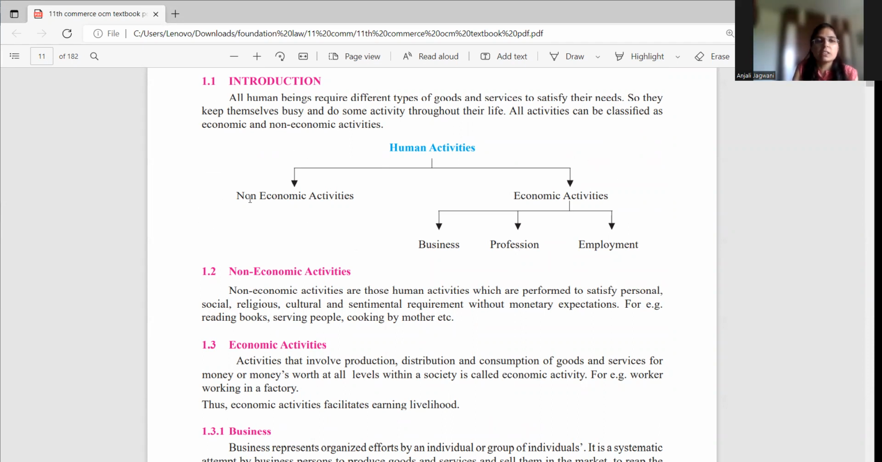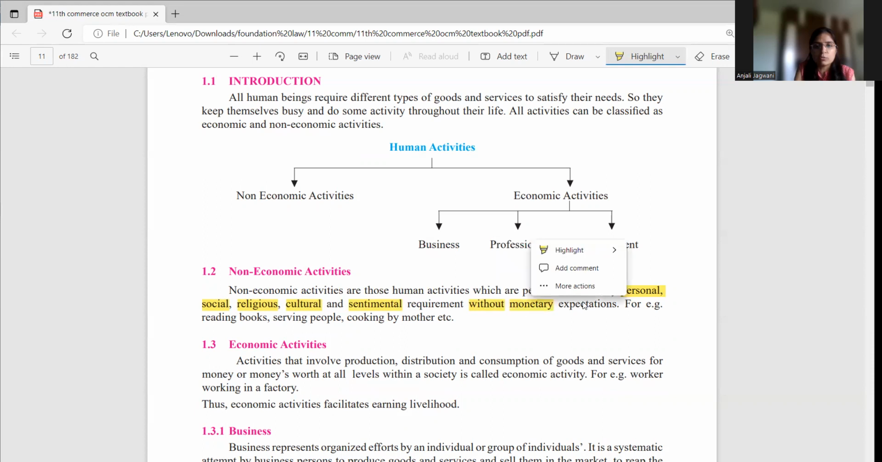Now, the basic example of non-economic activities is in our homes, our mother doing work and not being paid for that work, that is cooking, taking care of others and everything that comes under non-economic activities, I would say. And as per the textbook, non-economic activities are those human activities which are performed to satisfy personal, social, religious, cultural, and sentimental requirements without monetary expectation.